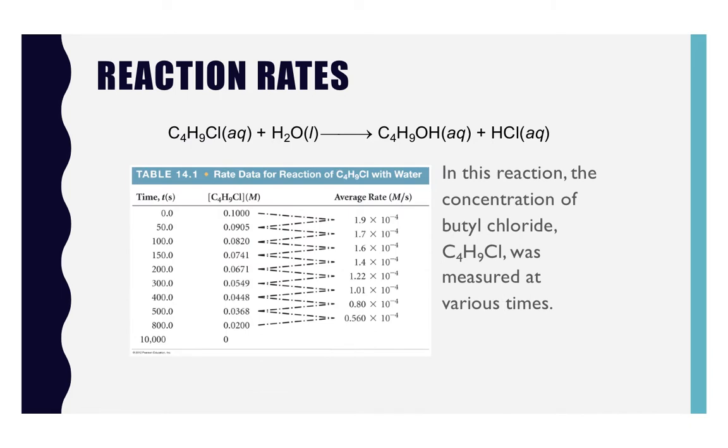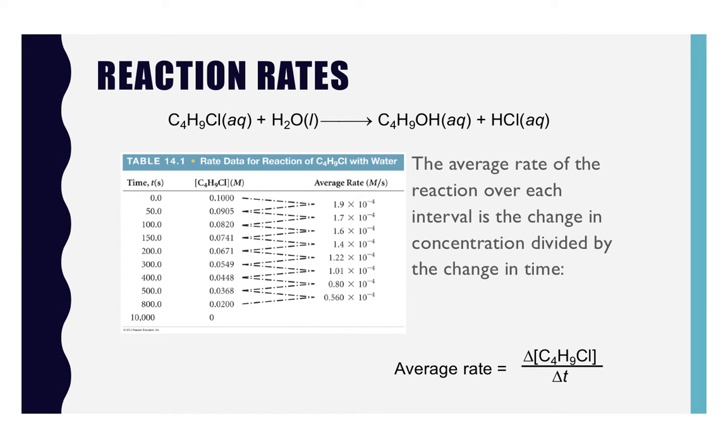All right, so in the reaction, as an example, up here, we have butyl chloride, and butyl chloride reacts with water to turn into butanol and hydrochloric acid. And so what they're going to do here is record or monitor the concentration of this over time. So at the beginning, it had a concentration of 0.1 molar, and then they give you some data here over time of how that concentration changes.